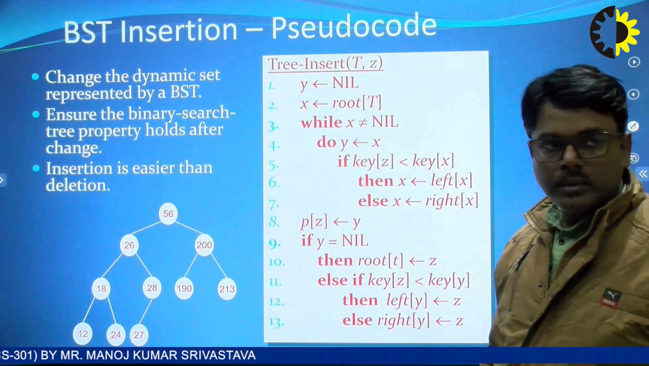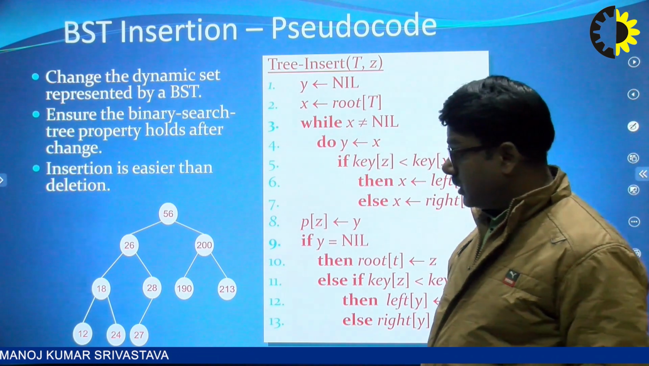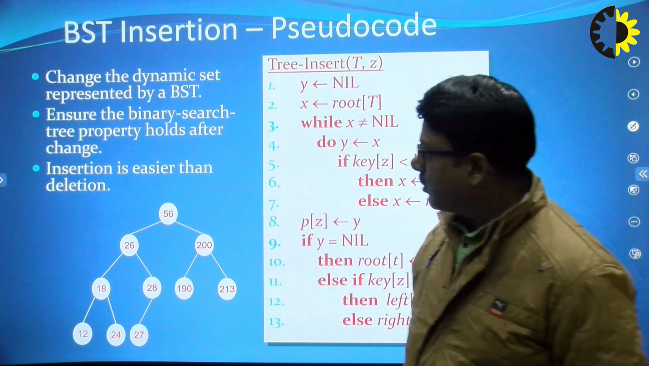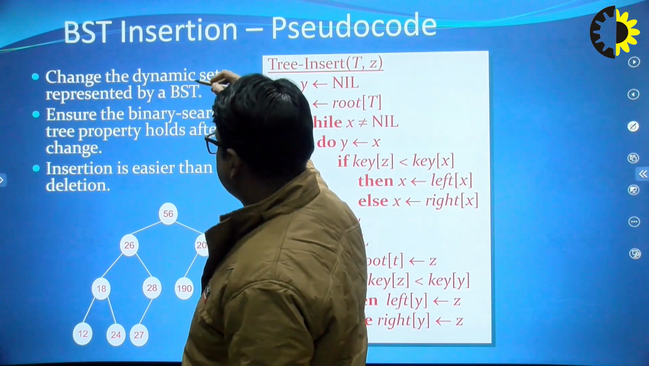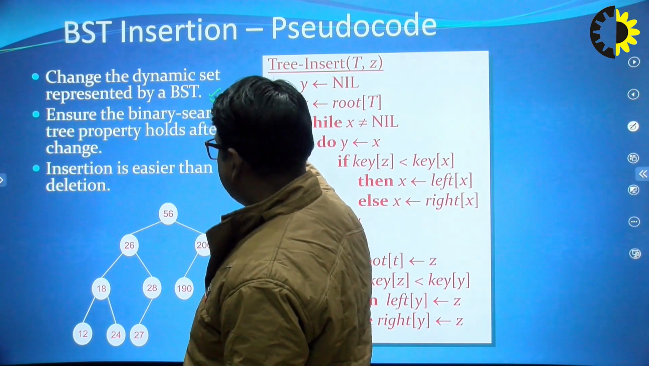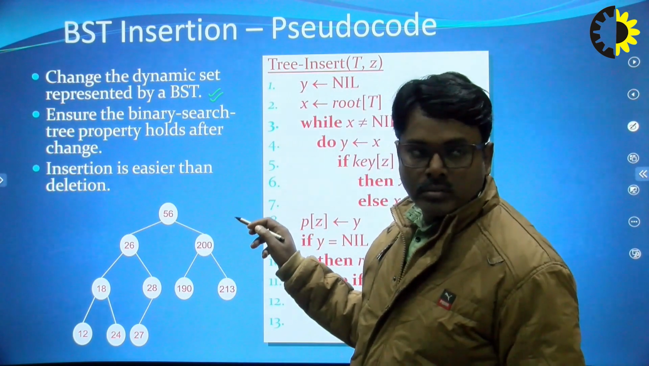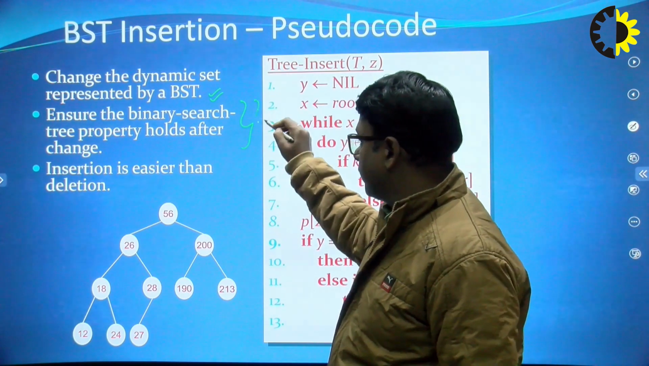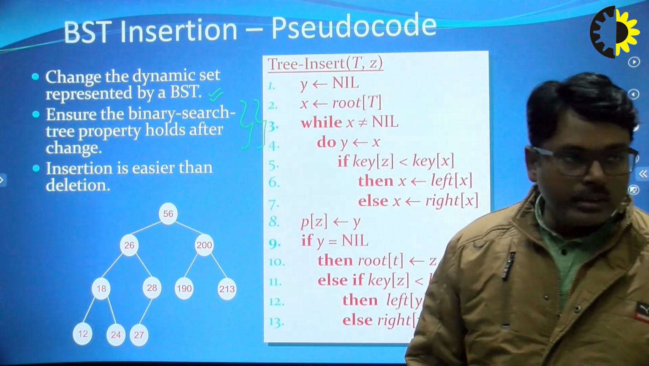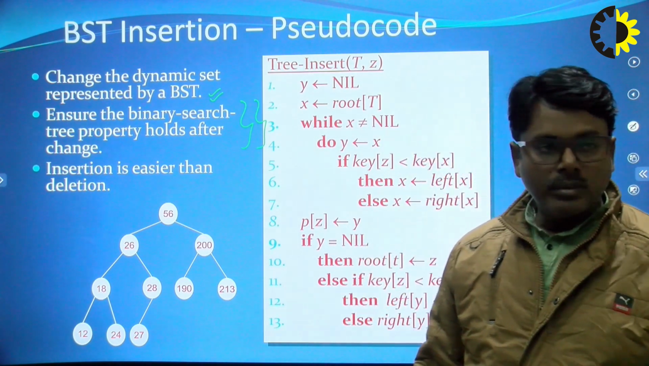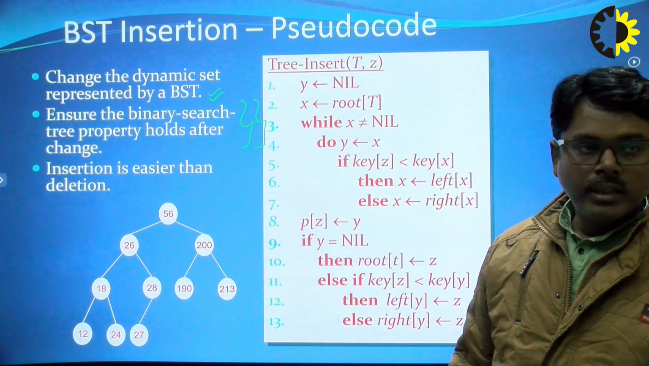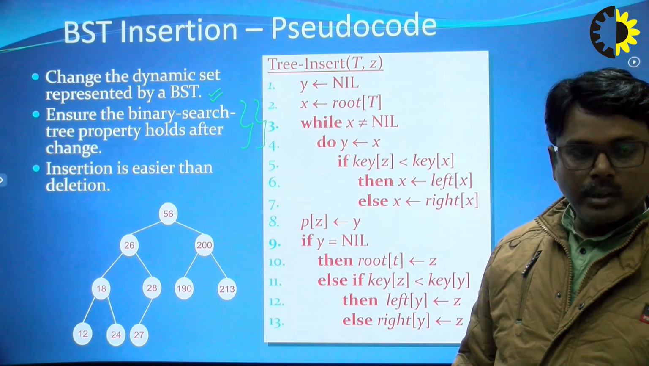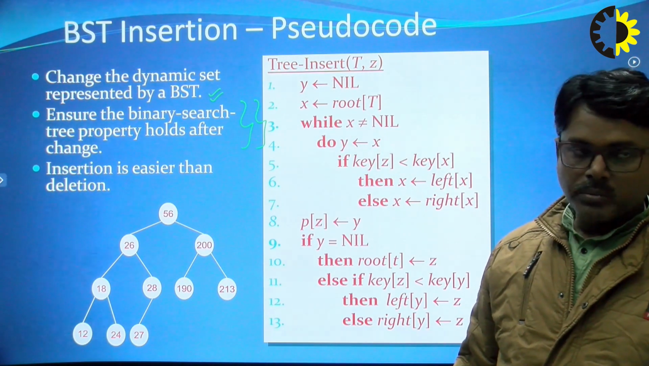Now another code is binary search tree insertion. This is a very important topic, inserting an element into the binary search tree. What we have to do here is change the dynamic set representation by the binary search tree, and ensure the binary search tree property holds after the change. This is a very important part, because if the binary search tree property changes, then whatever tree is there will not be considered a binary search tree.